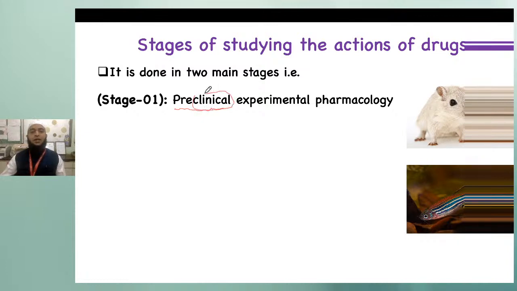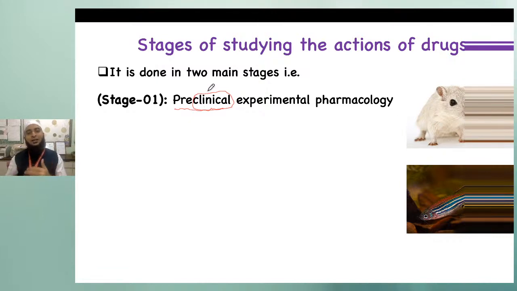Clinical means when you are giving anything to the patient, or when the experiment is done on the patient or human volunteers. So the human being is coming into the picture. When you are doing an experiment on the human being directly, that is called a clinical experiment. So we call it clinical trials, or we call it clinical research.